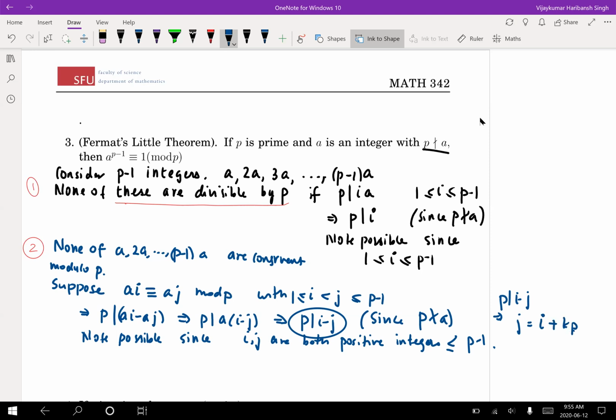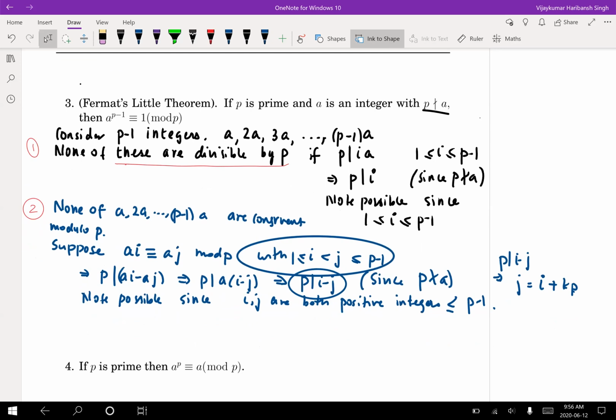Now that is not possible, right? Because both of them are within range. So k has to be positive for this to work, but that would mean that j definitely has to be bigger than p. So none of these are congruent modulo p. So that is also so.